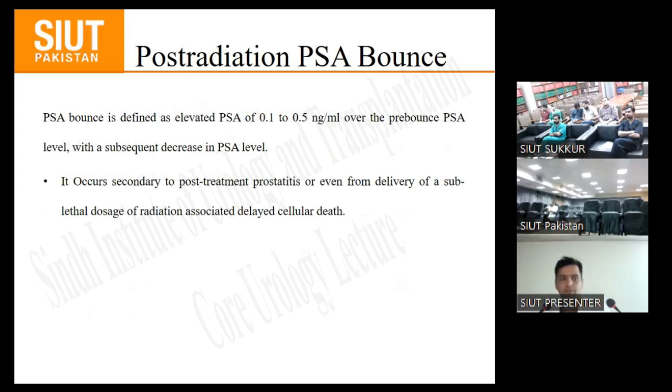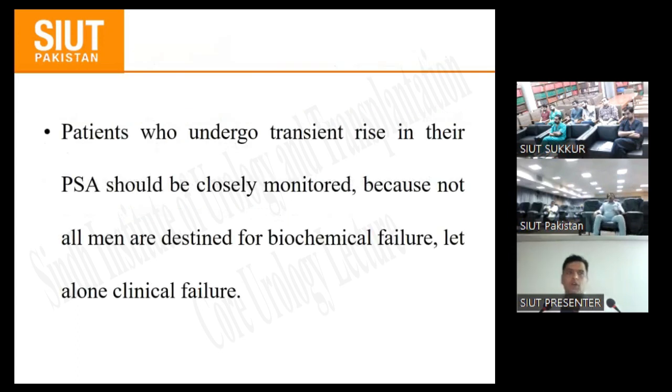Post-radiation PSA bounce. PSA bounce is defined as an elevated PSA of 0.1 to 0.5 nanogram over the pre-bounce PSA level with a subsequent decrease in PSA level. It occurs secondary to post-treatment prostatitis or even from delivery of a sublethal dosage of radiation-associated delayed cellular death. Patients who undergo a transient rise in their PSA should be closely monitored because not all men are destined for biochemical failure, let alone clinical failure.